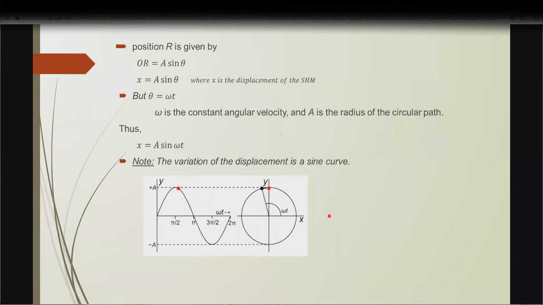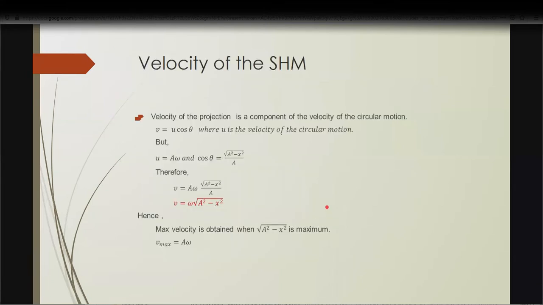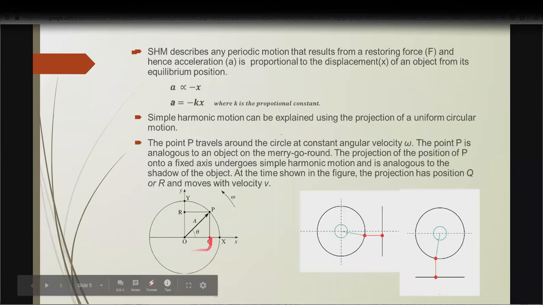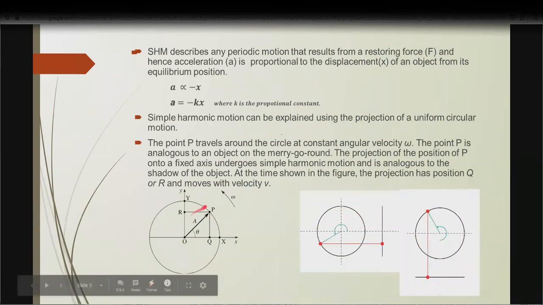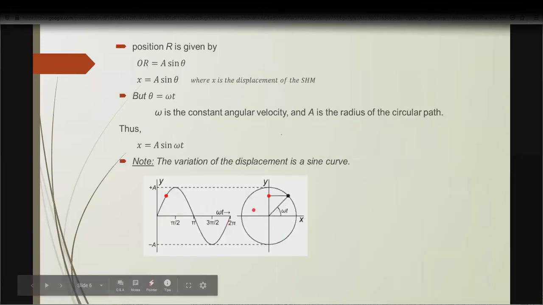Then let's move to the velocity. Velocity of the simple harmonic motion. The velocity of the projection is, as I mentioned, a component of the velocity of circular motion. If the velocity of the circular motion is u, you can write it as u cos theta. Here it is in this direction, so it is u cos theta, not sin theta.